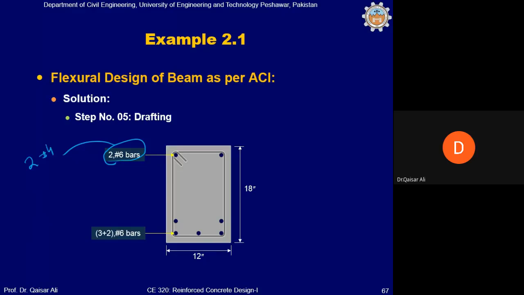Because these are not coming from the design. This is not the demand requirement. These are provided just to hold these stirrups.